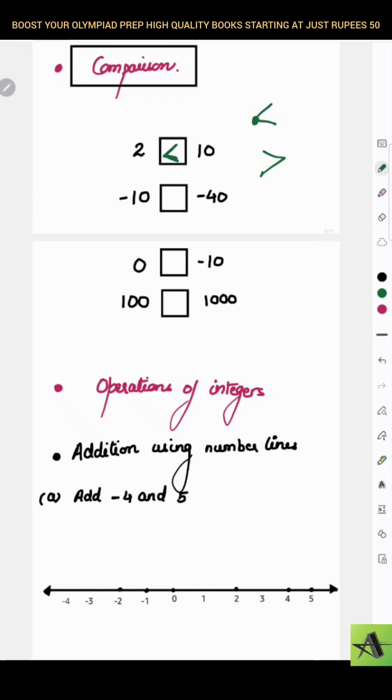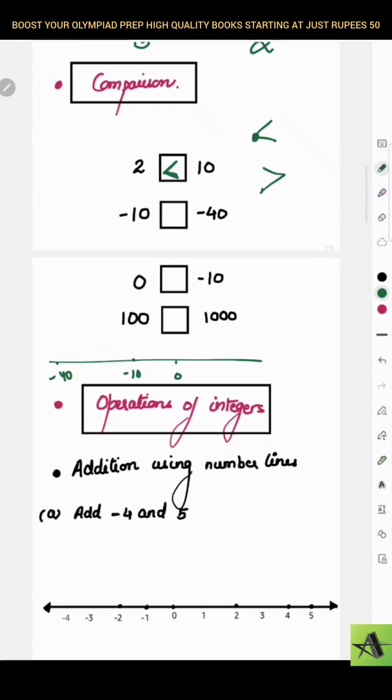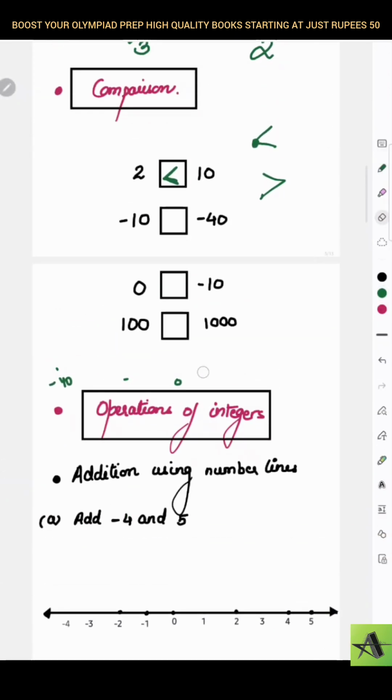Minus 10 and minus 40: as I told you, with negative signs it works opposite. If it were positive, I would say 40 is the bigger one, but since this is negative, 10 is the bigger one. Also when you represent this on the number line, this is 0, this is negative 10, and after some time we get negative 40. Negative 40 is on the left-hand side of negative 10, and hence it is the smaller one, so my sign would be this.